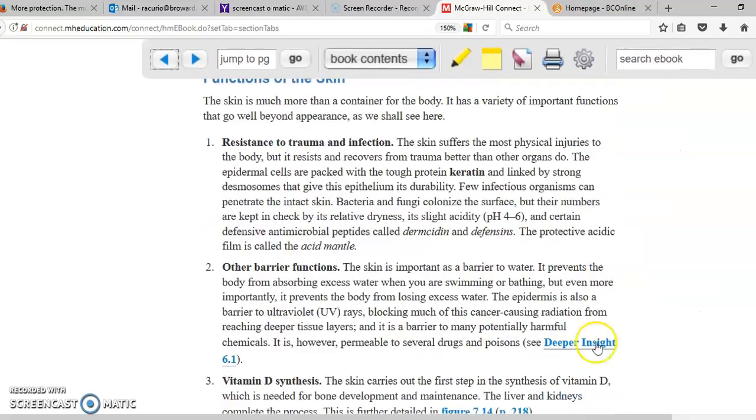Functions of the skin: resistance to trauma and infection. For example, it's given to you by the outer layer of your skin, such as your epidermis, because keratin, which is a very important protein that we have on our skin, is going to protect us against, for example, trauma. Our skin is impermeable to water. It prevents water from going in or going out in excess from our body, which may cause problems.